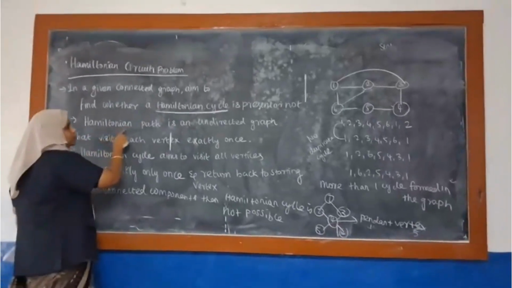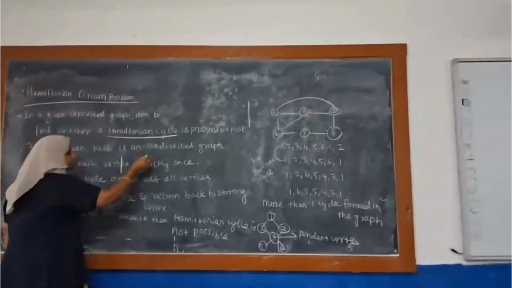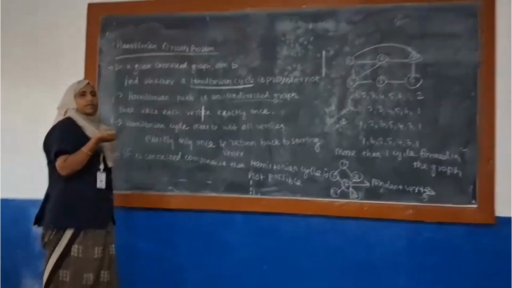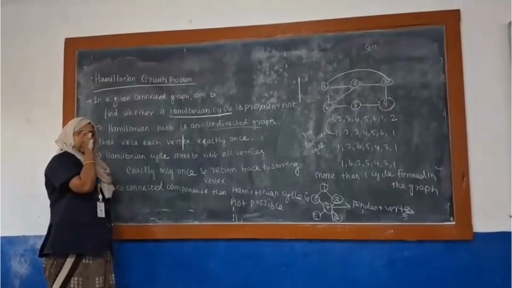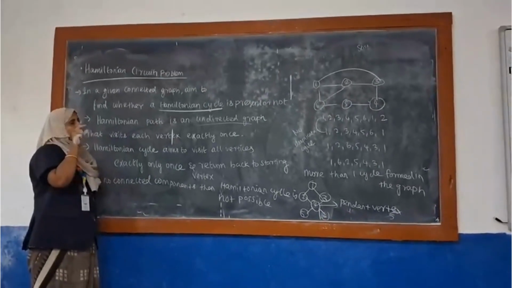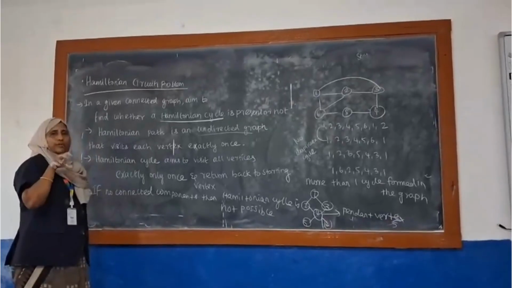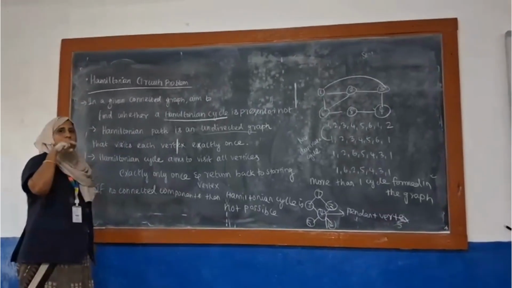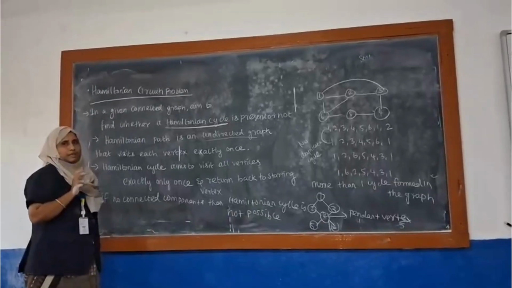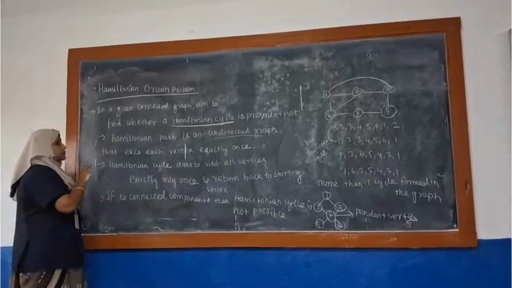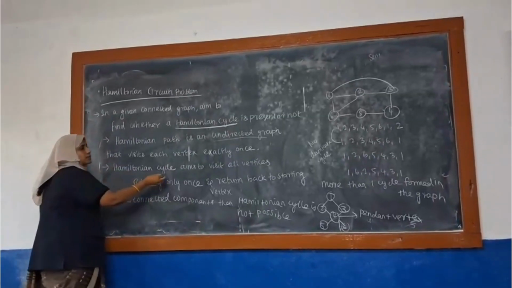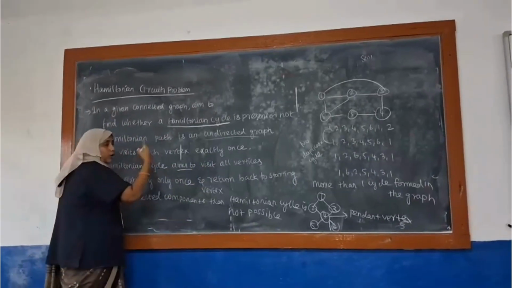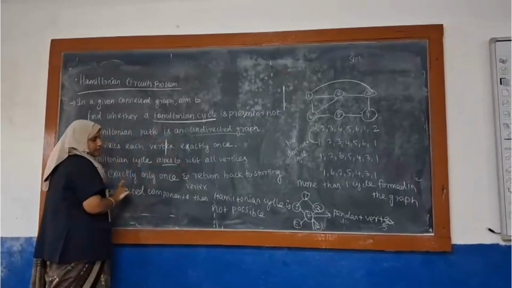Generally this kind of Hamiltonian path is for an undirected graph. The main purpose is that it has to start from the starting vertex, and then we have to visit all the rest of the vertices, and after visiting all the vertices we need to go back to the starting vertex. So the main purpose of the Hamiltonian cycle is that we have to visit all the vertices at least once, and return back to the starting vertex.